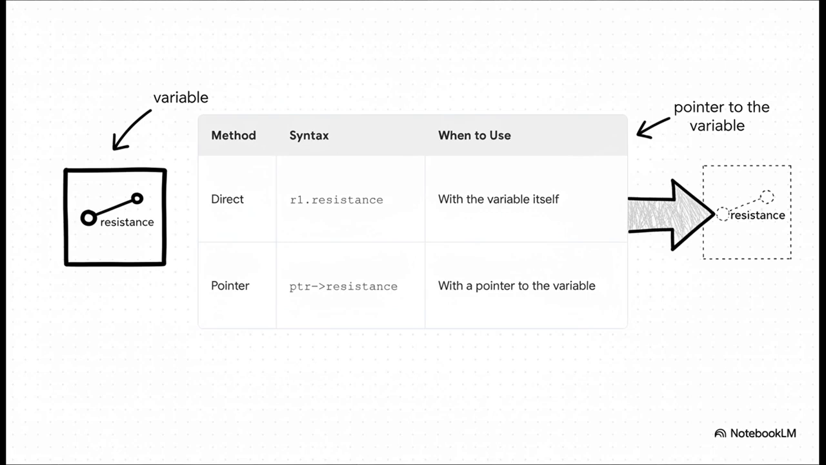And this table just lays it out perfectly. It's really simple. If you have the actual structure variable itself, like R1, you use a dot. If you have a pointer to that structure, like PTR, you use the arrow. That's it. It's just a simple rule that keeps your code really clean and easy to read.